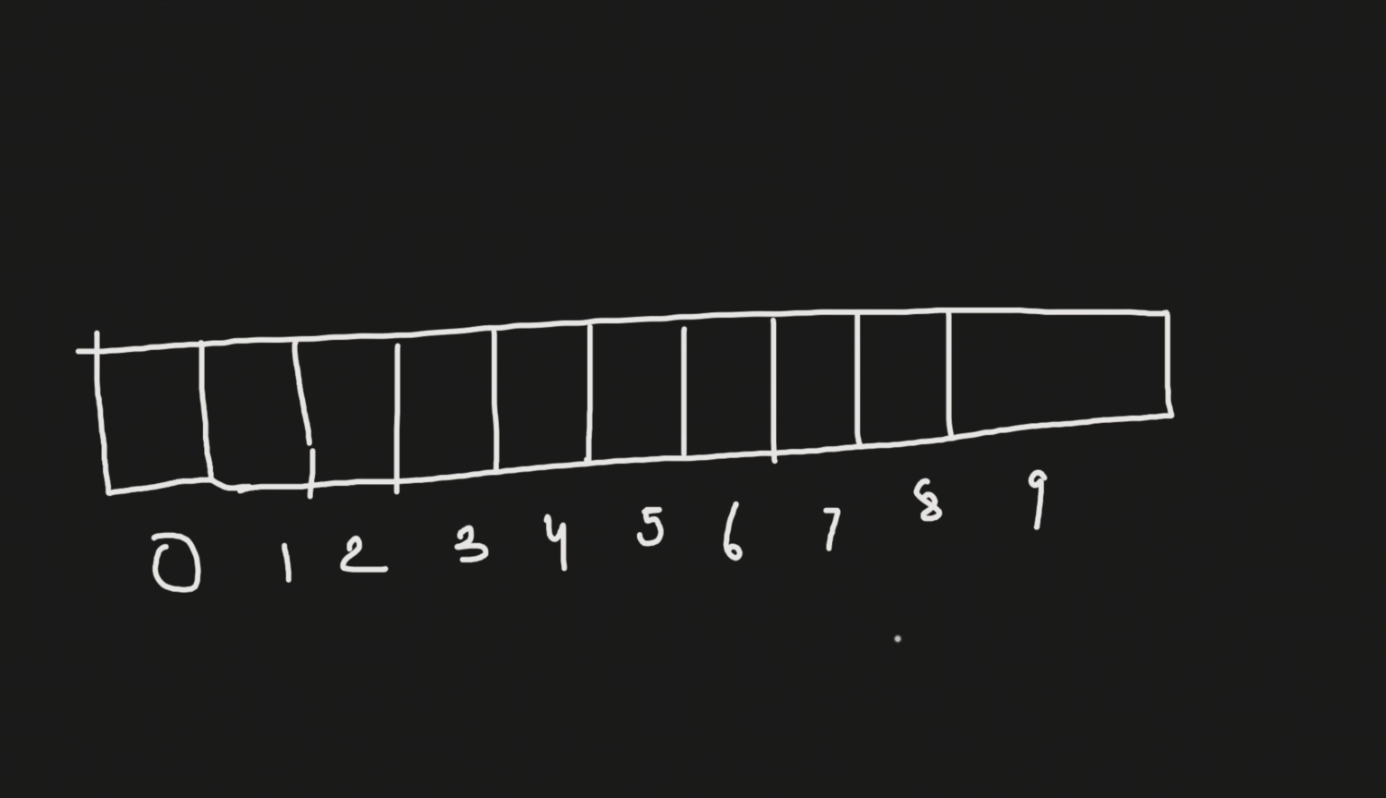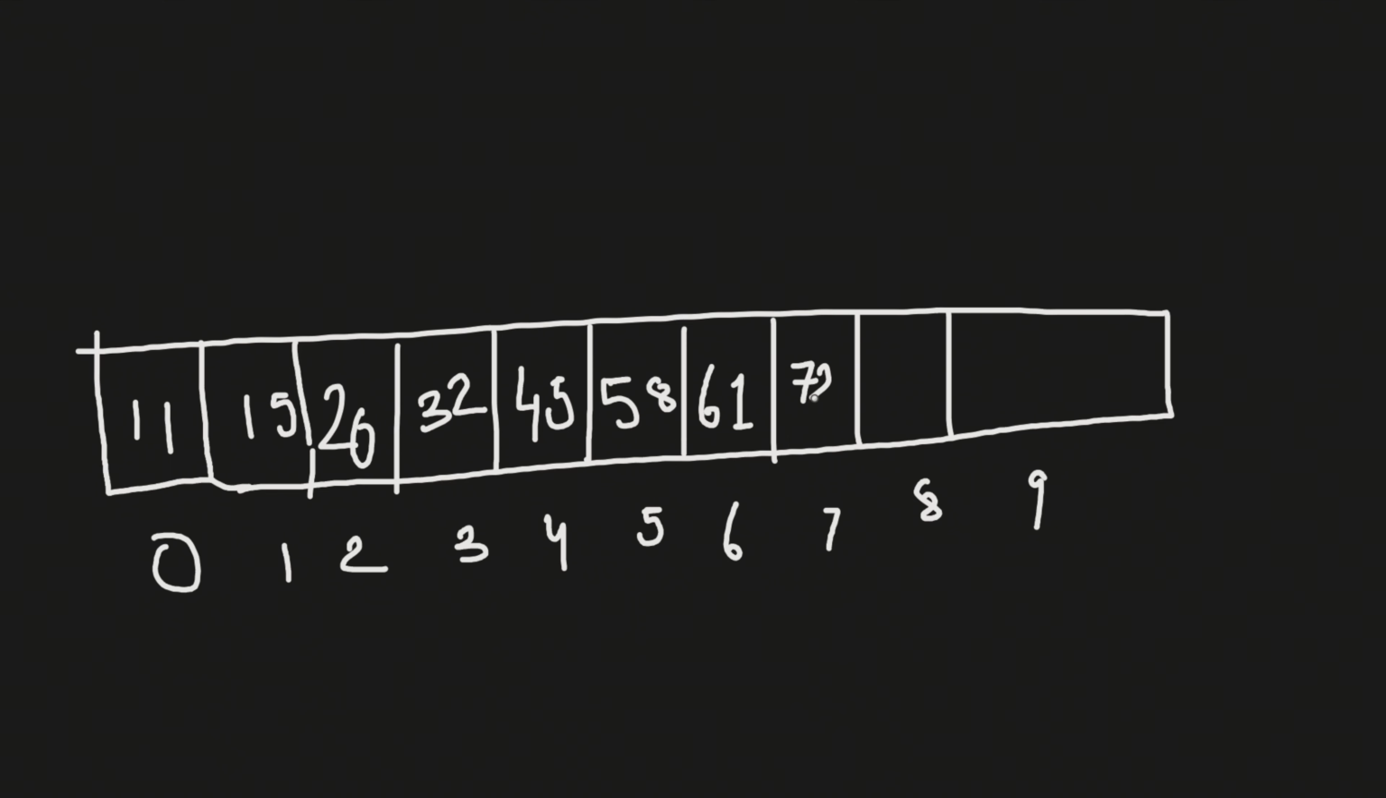Okay everyone, so I've just created an array and let me add some values in it. So let me add 11, 15, 26, 32, 45, 58, 61, 72, 79 and 98. Okay, so this is our array.